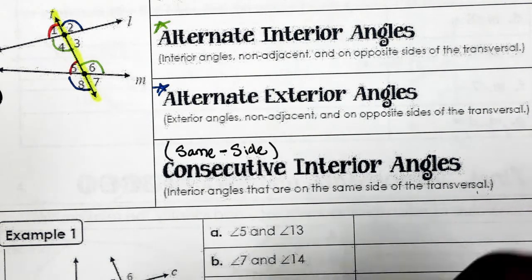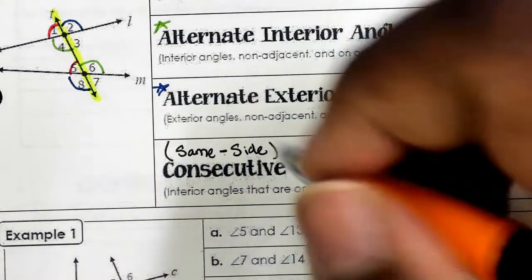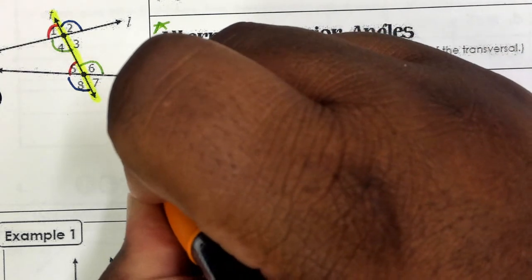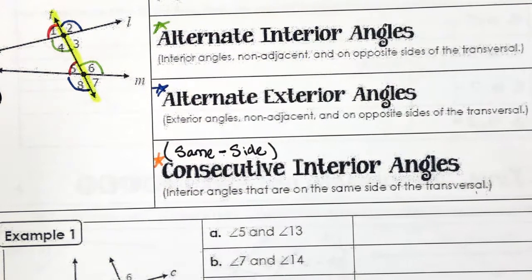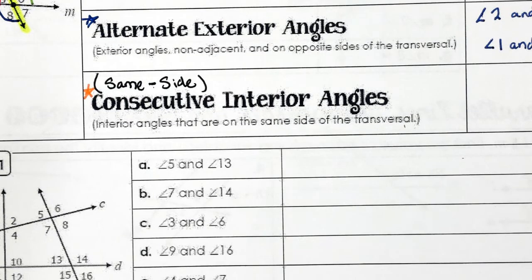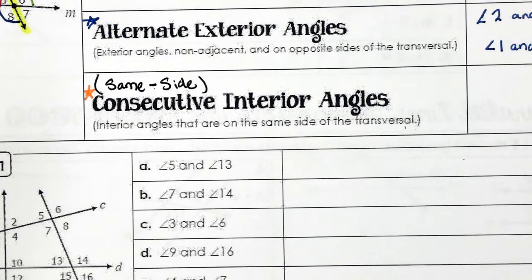Most of the time they say consecutive, but they switch it up. That's the weird one. Anytime they talk about either consecutive or same side, though, they're talking about the same thing. Alright. Consecutive angles. Interior angles that are on the same side of the transversal. Or consecutive interior angles, excuse me. Consecutive interior angles that are on the same side of the transversal.